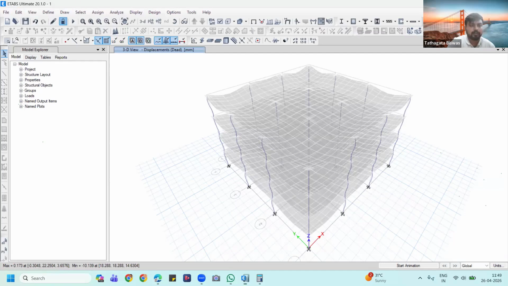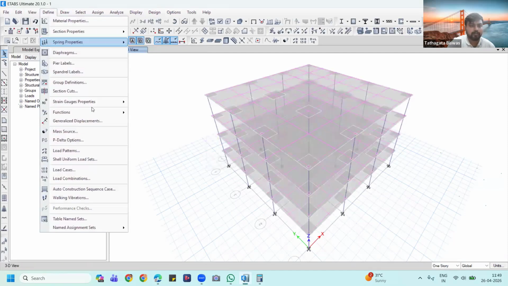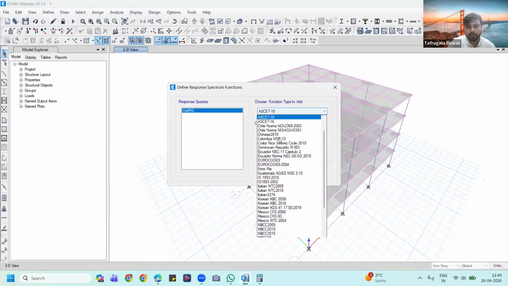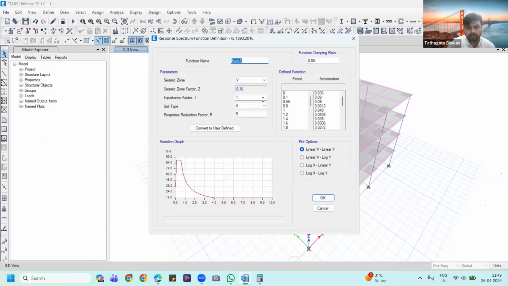How to do that? Simply unlock the model, go to Define again. Go to Functions and Response Spectrum. Click on 1893-2016 and add new function. From here, you can give any name you want. I'll just give Seismic zone 3, importance factor 1. This is 2, this is 5. Nothing else you need to do. The damping ratio will remain 0.05 since we are dealing with RCC structures.